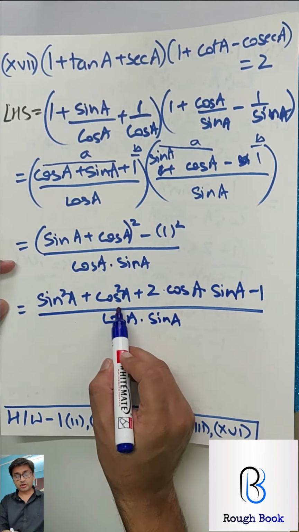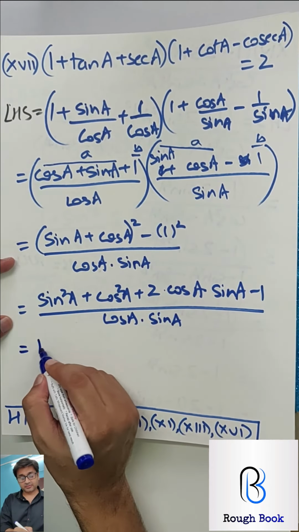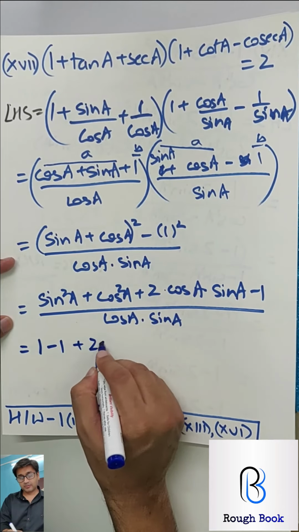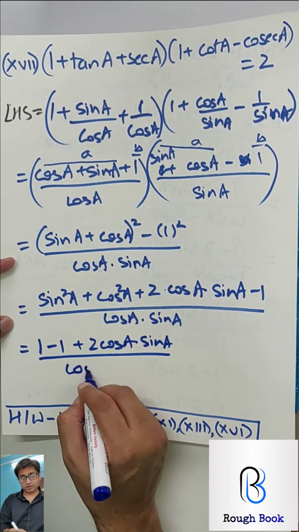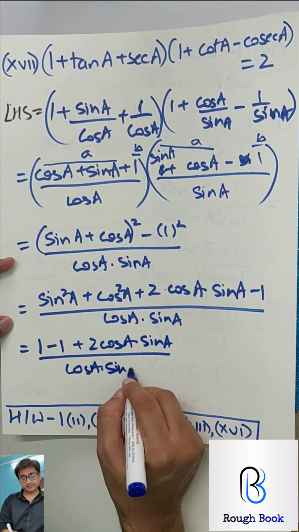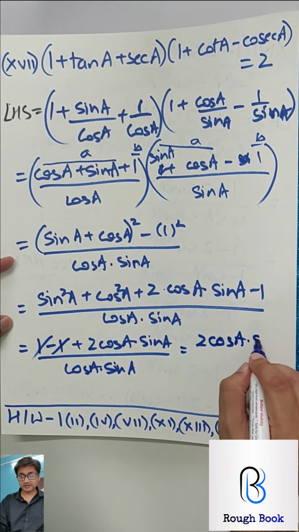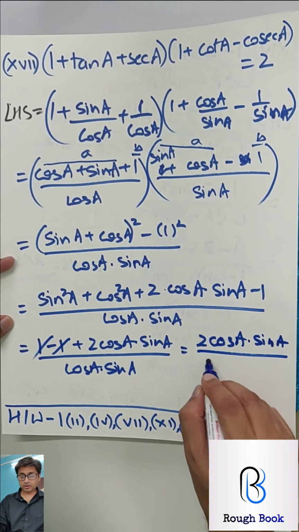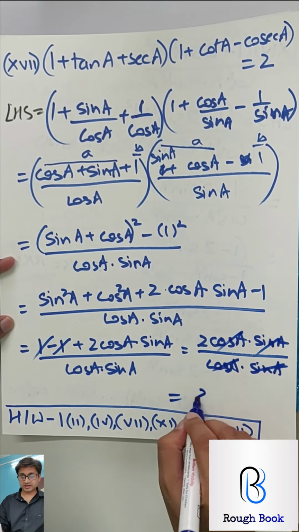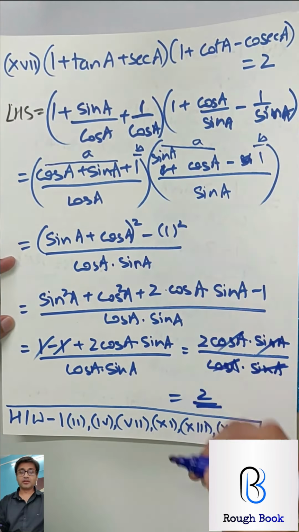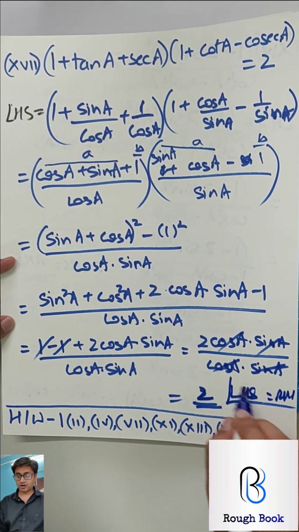Now we know that sine square plus cos square is going to be 1 and this 1 minus 1 can get cancelled. So I am writing 1 minus 1 together plus 2 cos A into sine A, the whole thing upon cos A into sine A. So this gets cancelled. What is left is 2 cos A into sine A upon cos A into sine A. So finally sine A gets cancelled, cos A gets cancelled. What is left is 2. That's what we wanted, and therefore we can say LHS is equal to RHS.